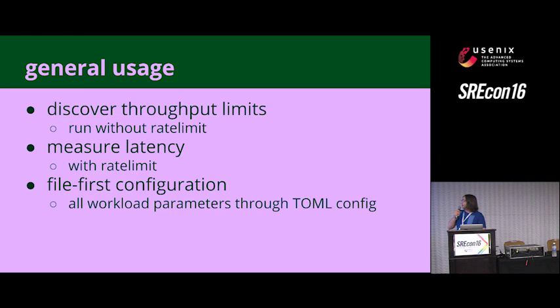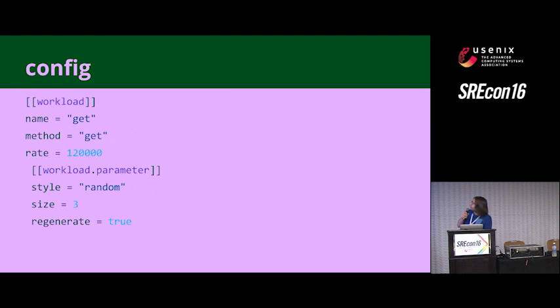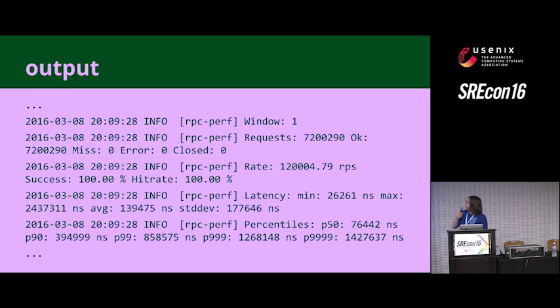And it has a file-first configuration. So all workload parameters are through a toml config file, which looks something like this. Here you can see that basically we're firing off gets on random keys at a rate of 120,000 per second. And you get an output that looks something like this. You can see basically that we did achieve our 120,000 requests per second. And these are the latency statistics that we get at the end. The most important one for me is the percentiles, specifically P99 and P99.9.